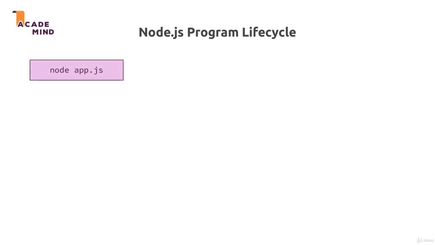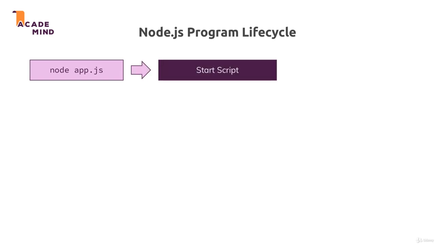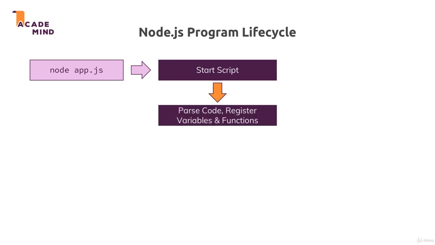We executed that file with node app.js because our file was named app.js. And this essentially started the script where Node.js went through the entire file, parsed the code, registered the variables and functions, and so on. So it basically read our entire code and started executing it. But then something important happened. We never left that program, right? The reason for this is an important concept in Node.js called the event loop.